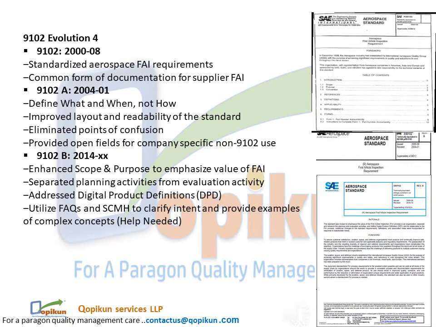9102B, 2014-20: Enhanced scope and purpose to emphasize the value of FAI. Separated planning activities from evaluation activity. Addressed digital product definitions, DPD. Utilized FAQs and SCMH to clarify intent and provide examples of complex concepts.